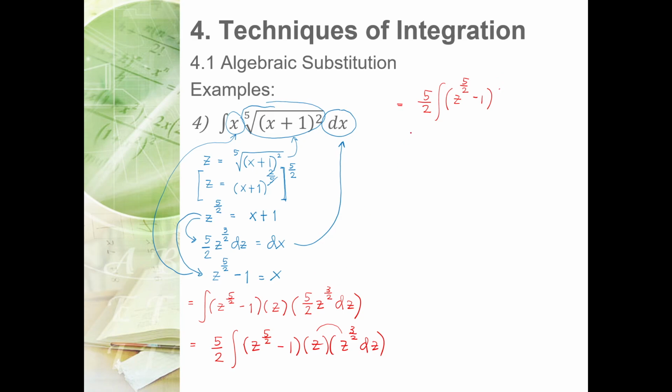So 1 plus 3 halves, again, exponents having the same base. Meaning you can just add up the exponents. So 1 plus 3 halves will be z to the power of 5 halves dz. So the next step is for you to distribute z to each term here.